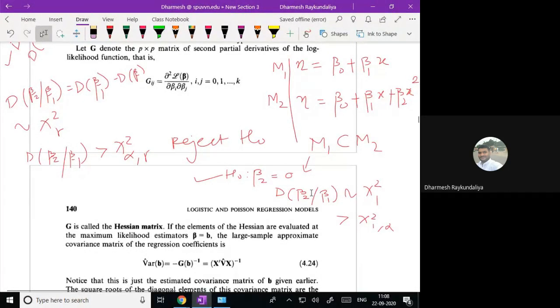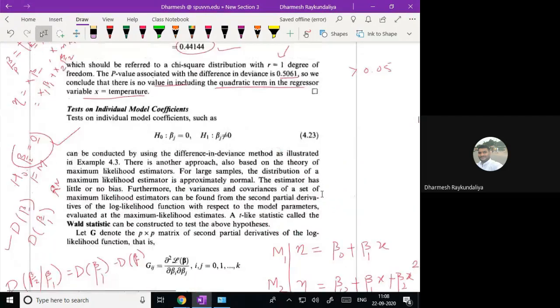Okay, one way is that you can use the test of subset of regressions using the deviance, and then you can see whether the individual regression coefficients significantly differ from zero. Otherwise, one has to go for test statistics like the t-test. We call them Wald statistics, which can be useful to decide whether the individual regression coefficients are significantly different from zero or not. So let us come to this part. We would like to see the test on an individual model coefficient.